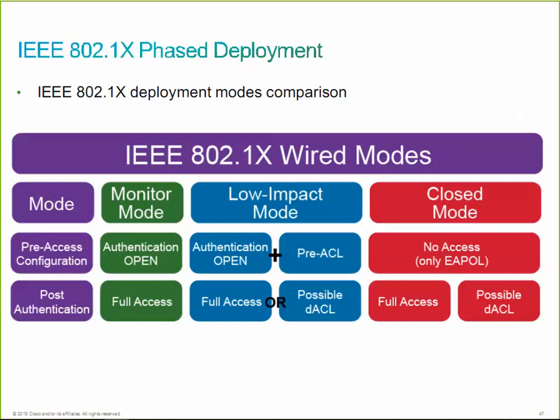802.1x can be implemented using a phased deployment model, which is what I kind of mentioned. Although I didn't talk specifically about the different modes: monitor mode, low impact mode, and closed mode. But this is something that I believe is tested on. If it's not on the test now, it will certainly show up on the test at another time. But these are different ways.